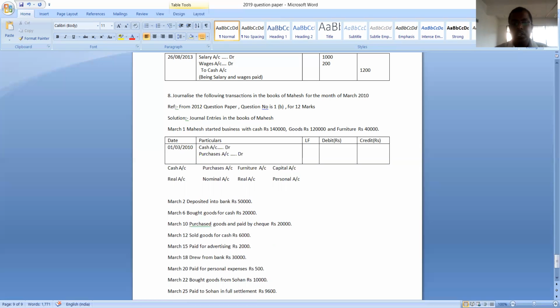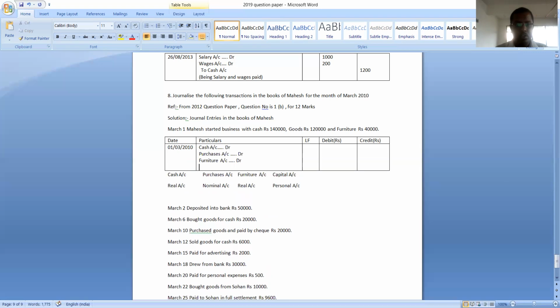Then here furniture is which account? It is also a real account. What is the rule of real account? Debit what comes in. So here furniture comes in. So which account should be debited? Furniture account should be debited. Which account should be credited? Then capital account should be credited, because what is the reason? Because owner is the giver.